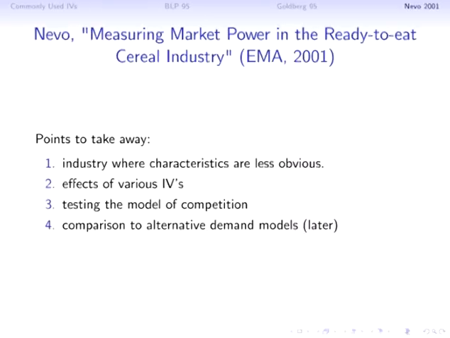So let's see, we started at 1:30, so we're planning to go till 3. I was debating whether to stop here or to continue on this page. So let me continue. I think I can do this in 20 minutes.